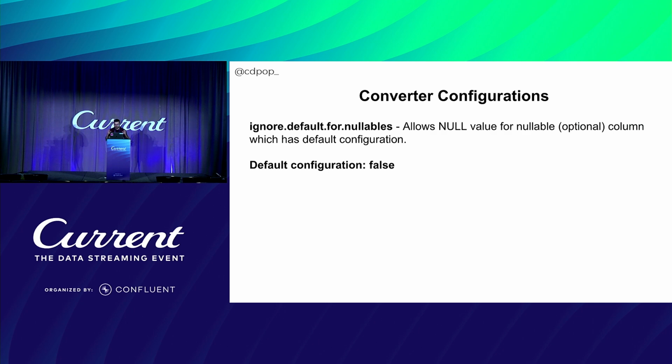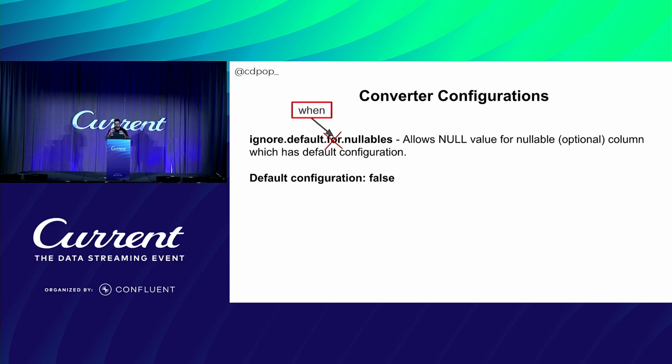The actual definition to me is a little bit more confusing. So what I tend to do is, in my mind, I read it as ignore default when nullable. That's how I tend to read it. And by default, this configuration is set to false. So let's go through an example, and it'll be a lot easier to understand.